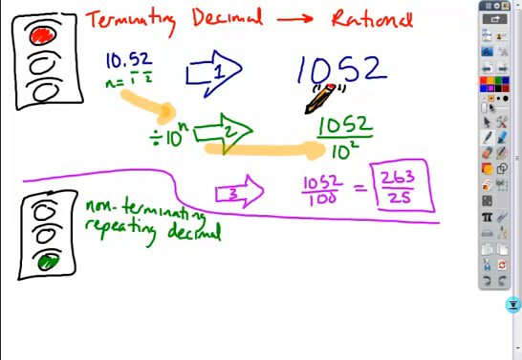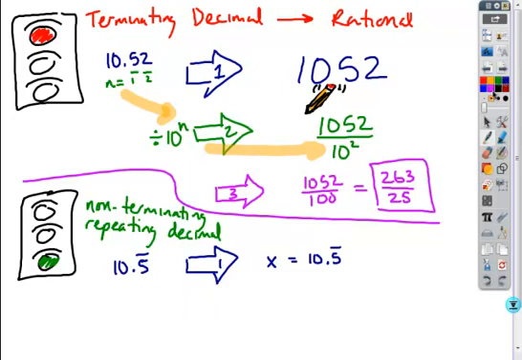Okay? So if you take one of those non-terminating but repeating decimals and you want to convert it into its rational form, you're going to do so using the following. Here I'm going to start with 10.5 repeating. The way that you're going to start is step 1. You're just going to write an equation, x equals whatever your original number is. So you're going to just turn that into an equation.